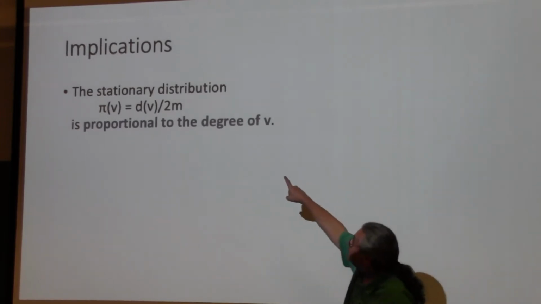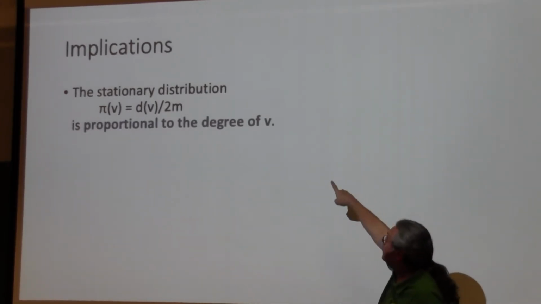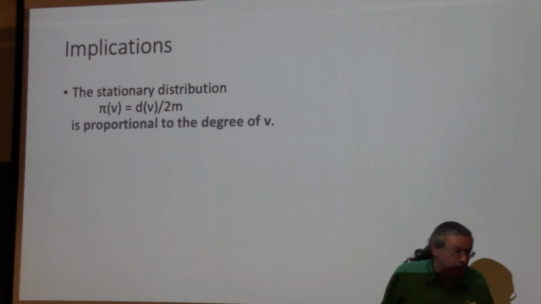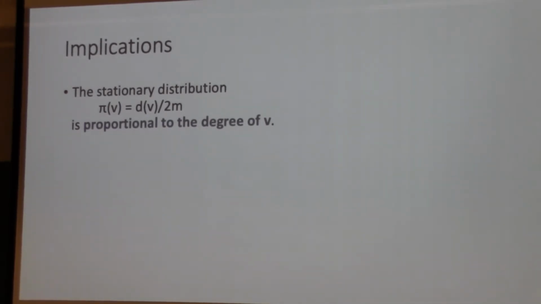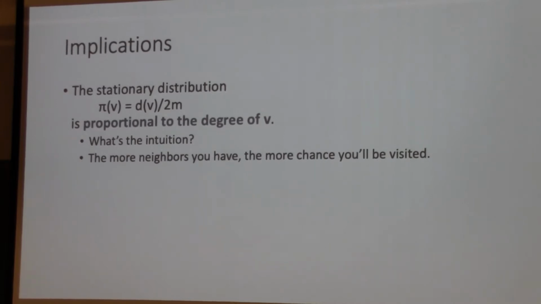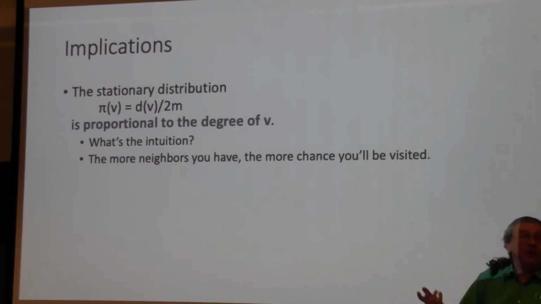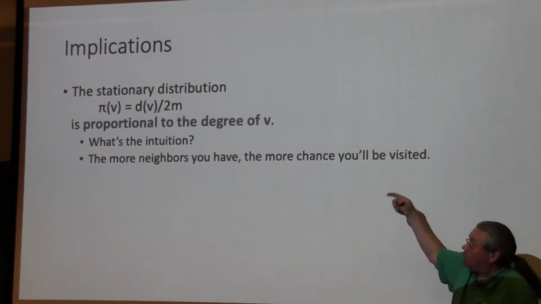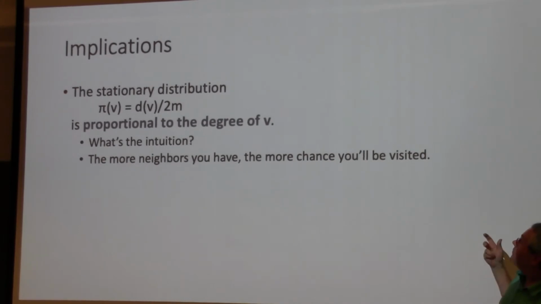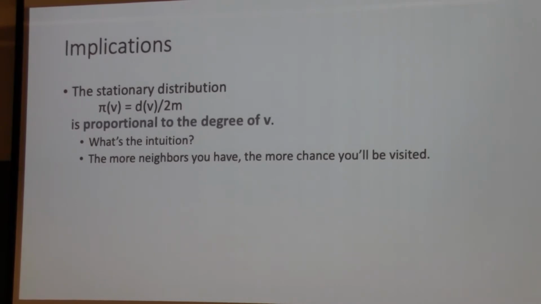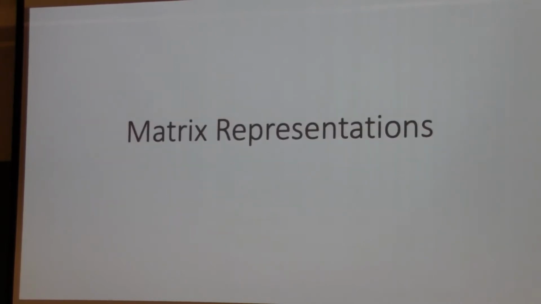This stationary distribution, the one we get in convergence, has a probability proportional to the degree, the number of edges coming out of the node. There's an intuition to that: the more neighbors you have, the more chances that people will visit you. And that's a good intuition. So if I have 5 neighbors, I will have more visitors than if I have 2 neighbors. That gives you some intuition about the random walks, and we're going to use that now.